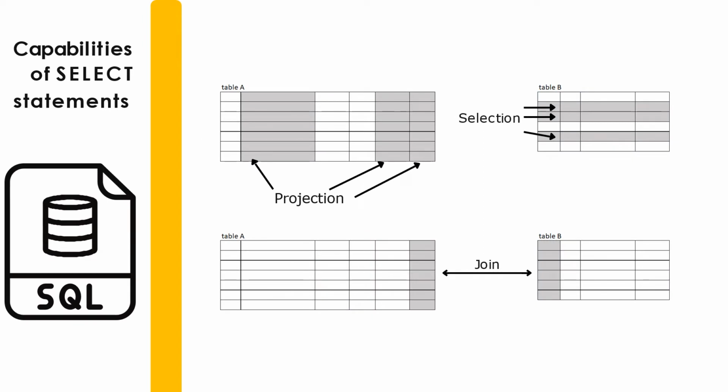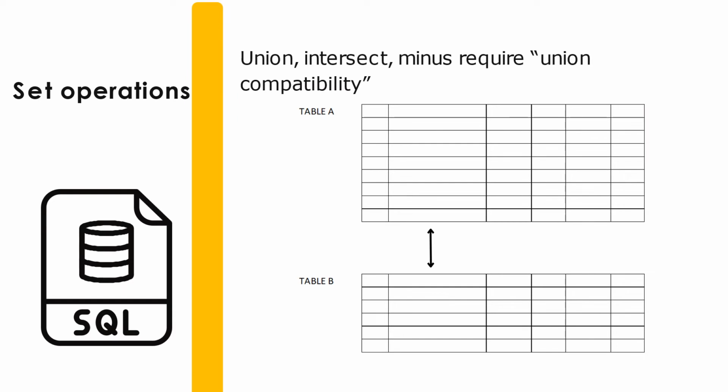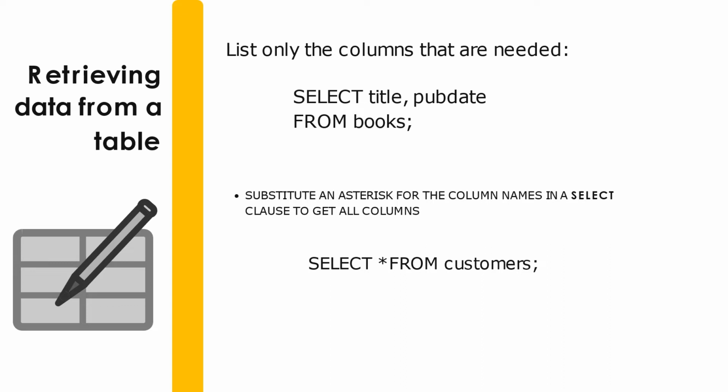Following are the capabilities of our select statements. We can have projection, selection, joining of tables, and the set operations union, intersect, and minus that we have discussed before, which require union compatibility. This is an example of a select statement that lists only the columns that are needed in our output. If we would like to include all of the columns, we can substitute the asterisk instead of specifying the column names one by one.